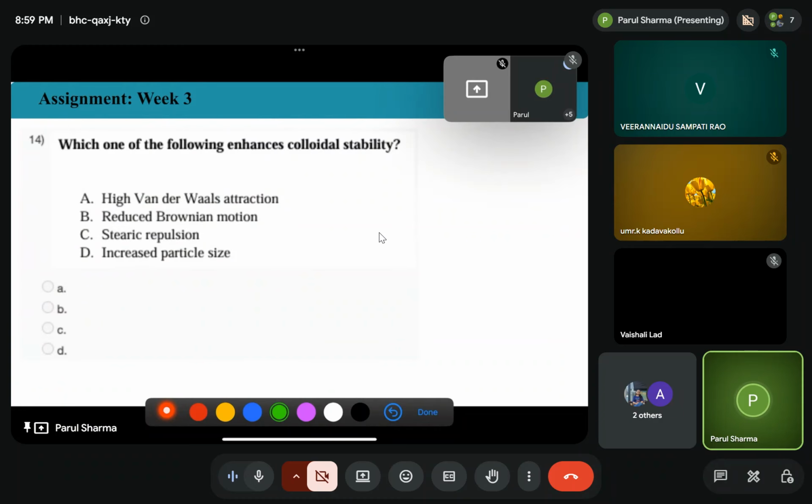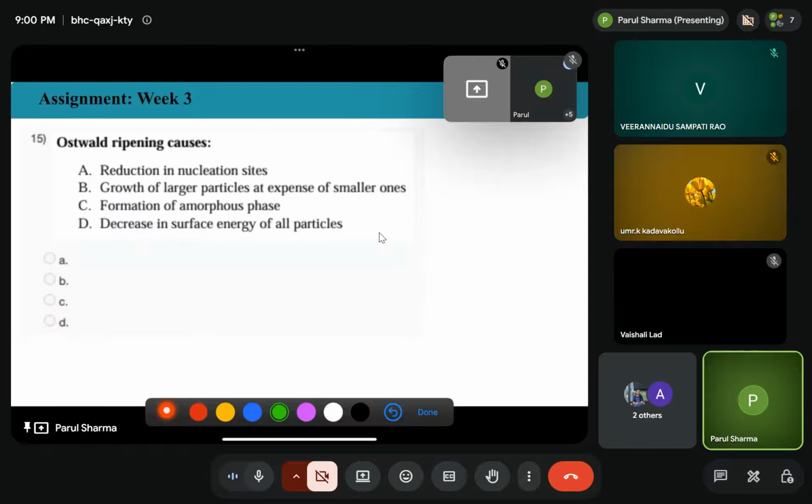Which one of the following enhances the colloidal stability? For enhancing colloidal stability, steric repulsion is needed. So the correct answer is C. The particle size will not enhance the colloidal stability. Electrostatic repulsion also, and high van der Waals attraction, will not enhance it. So the correct answer is steric repulsion.